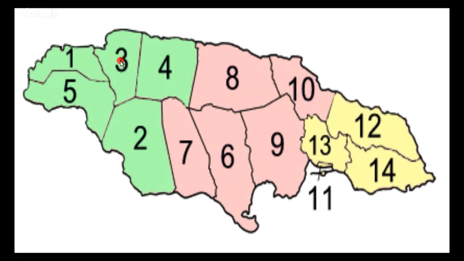Westmoreland. What about parish number 3? St. James. Number 4? Hanover. What about 2? St. Elizabeth. All right.